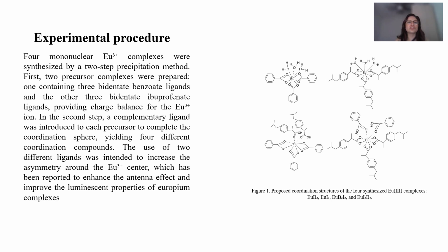Following the same procedure, a second precursor was synthesized, and once both precursor complexes were obtained, the coordination sphere was modified by introducing a second ligand. 2 ibuprofen molecules were incorporated into the benzoate precursors, while 2 benzoic acid molecules were added to the ibuprofenate precursors, yielding the 4 coordination compounds presented in Figure 1. The use of 2 different ligands was intentionally selected because increasing the asymmetry around the europium coordination center has been reported to enhance electric dipole transitions and improve ligand to metal energy transfer, leading to a more efficient antenna effect.